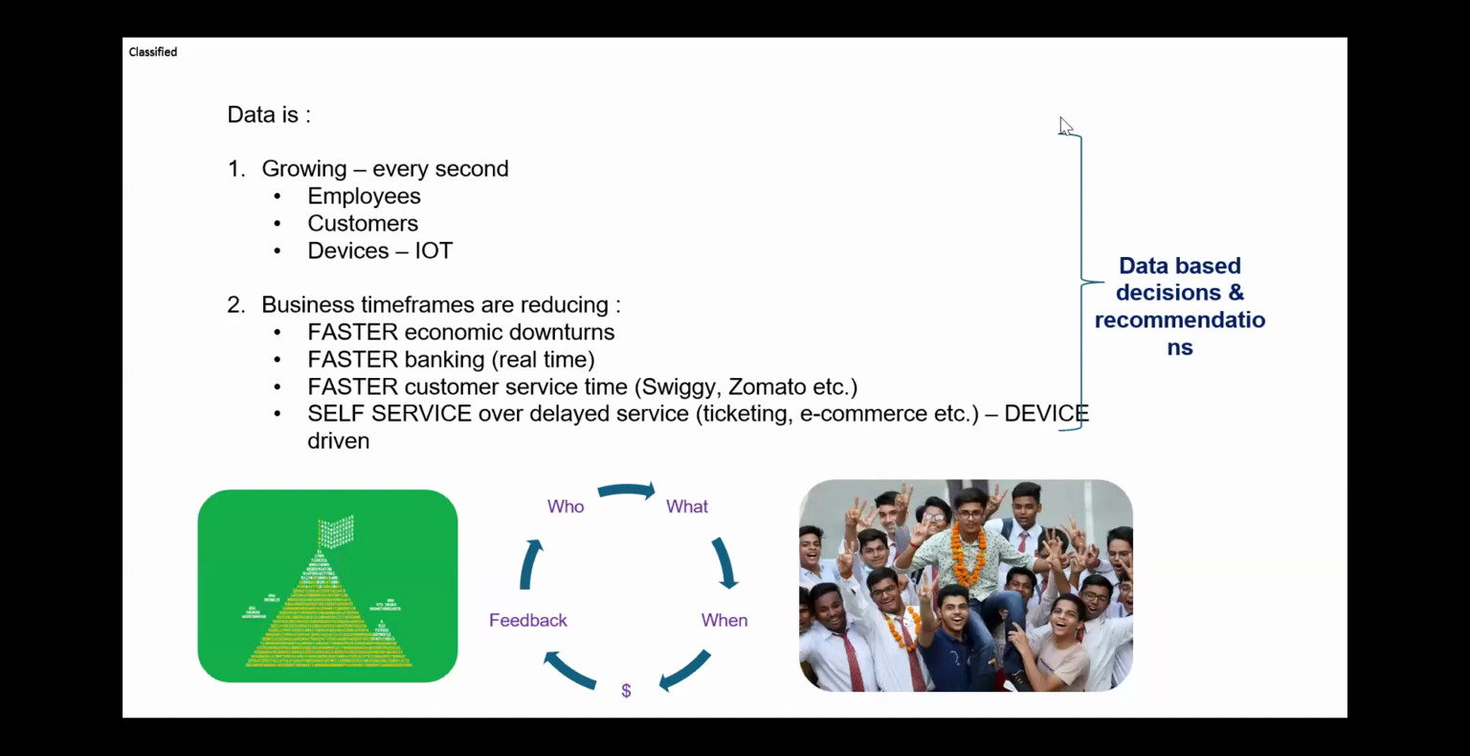All the data which is going through the ERP systems, all of this leads to data-based decisions and recommendations. And we've seen the cycle of data-based decisions and recommendations, right? What are the things that businesses really want? They want to know who buys my product, what is it that they buy, in what size, at what value, when do they buy it, what is the money I make on each item that I sell, and then what is the feedback so that it can move into a loop of continuous improvement.